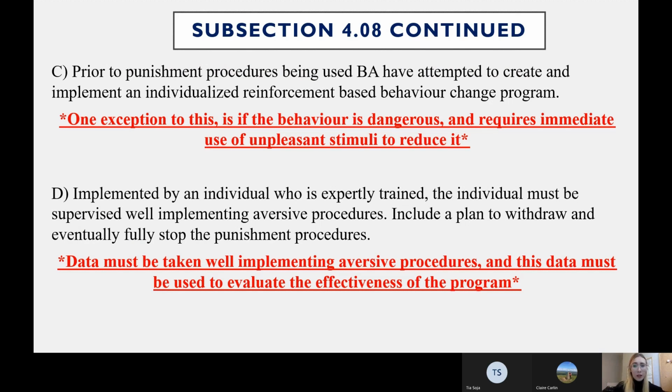The fourth point is, if punishment procedures are being used, they must be implemented by an individual who is expertly trained. The individual must be supervised at all times while implementing the procedures, and all punishment-based behavior change programs must include a plan to withdraw and eventually fully stop the use of punishment procedures. This point also includes that data must be taken while implementing aversive procedures.